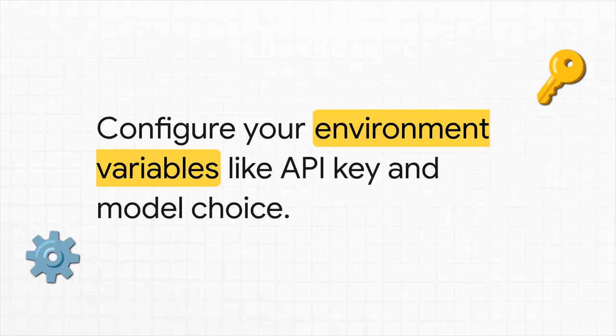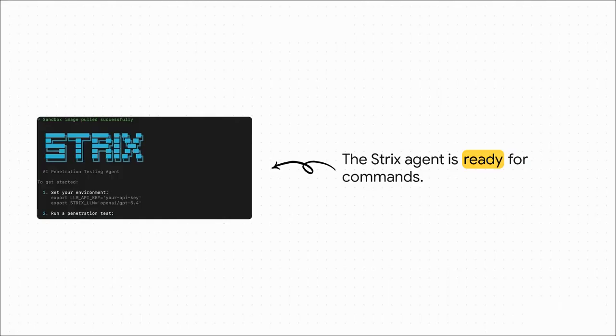Next up, you just configure your environment variables. This is where we give Strix its brain. You pass in your specific API key and define the model you want to use, like an OpenAI GPT 5.4 model, for example. You can also tweak optional settings here, like how much reasoning effort the AI should apply. And boom, success! The terminal spits out the Strix logo in ASCII art, letting you know the sandbox image pulled perfectly. You now have an AI penetration testing agent sitting quietly on your machine, just waiting for a target.